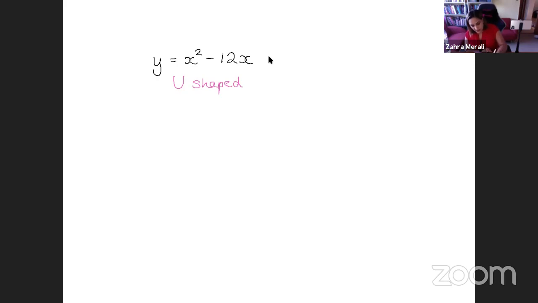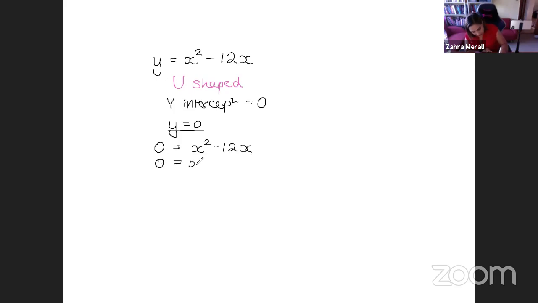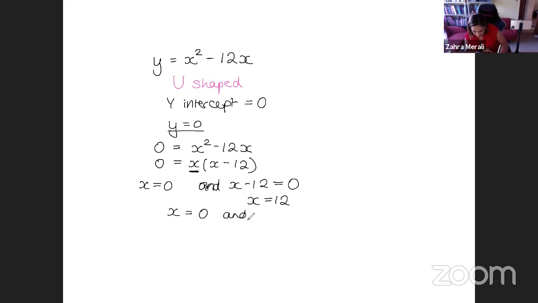We know when there's no plus c that our y-intercept must be 0. To find the x-intercept, we're going to make y equal to 0. So 0 equals x squared minus 12x. We can factorize the right-hand side, take x outside the bracket. Now this is the bit you have to be careful of: x equals 0 and, because we've got 2 intercepts, x minus 12 equals 0. So we end up with x equals 12. So now we have x is 0 and 12.